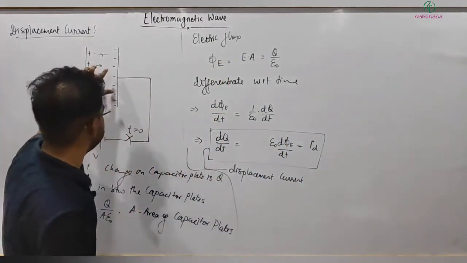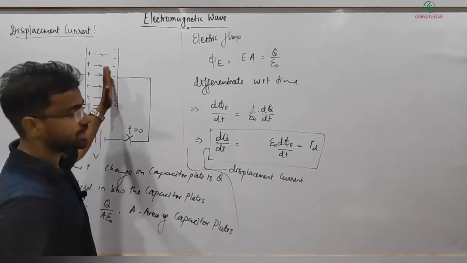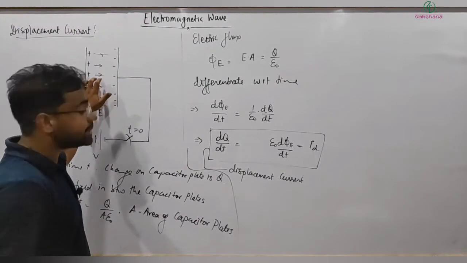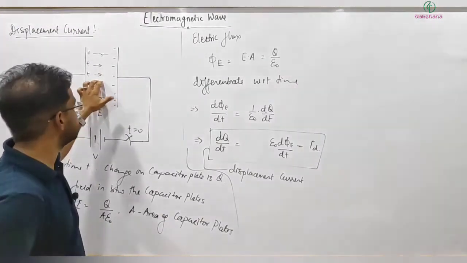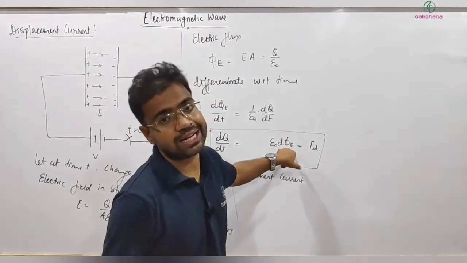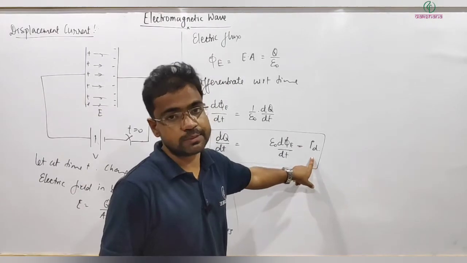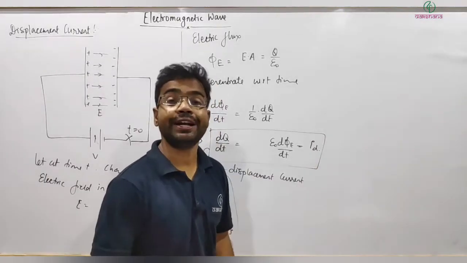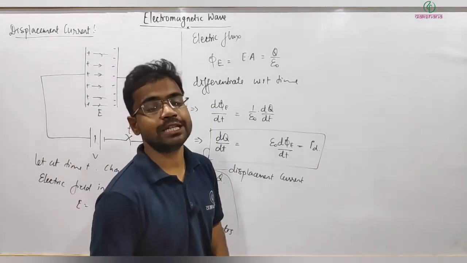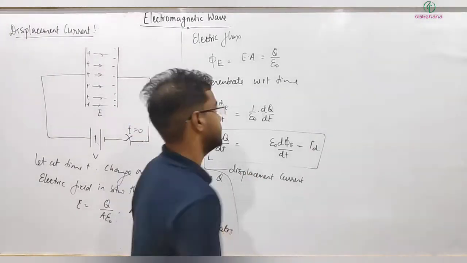In this situation, you can see there is no charge crossing from this plate to that plate, but still there is some current in this space, is it? And that is because of the changing electric flux or electric field. So this current is defined as displacement current. The current which arises because of a changing electric field or electric flux is termed displacement current.